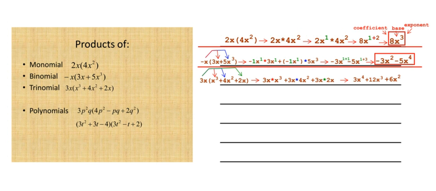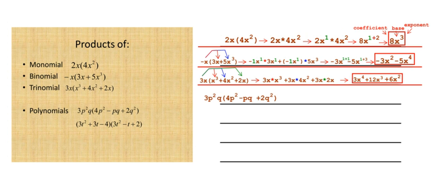And then there's a 1 on each one of those x's. So 1 plus 1 gives us 2. So it's 6x to the power of 2. And once again, here's your final answer. 3x to the fourth plus 12x to the third plus 6x to the second, or we can call it 6x squared.